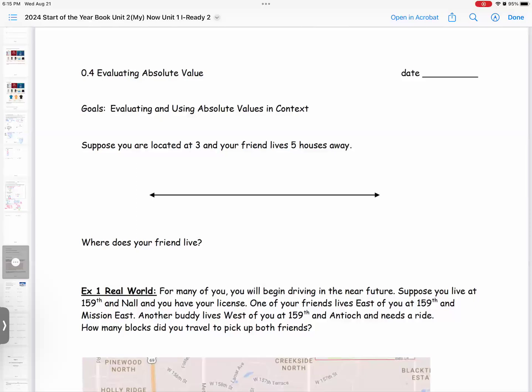All right, guys, welcome to our 0.4 evaluating absolute values notes. So today we're going to be talking about absolute values and pretty much how that works with GEMDAS.